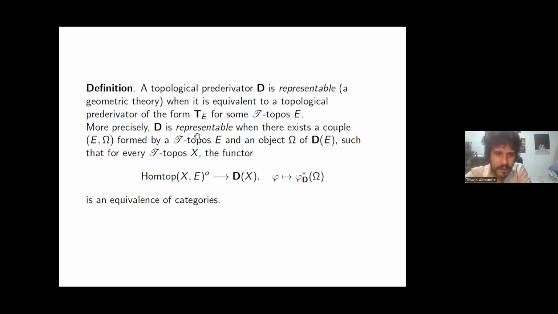So a topological prederivator is called representable, or a geometric theory, precisely when it is equivalent to a topological prederivator of this form for some T topos E. More precisely, Z is representable when there exists a couple (E, omega) formed by a T topos E and an object omega of E, such that for every T topos X, this functor, which takes the pullback of omega with respect to a geometric morphism phi from X to E, is an equivalence of categories.